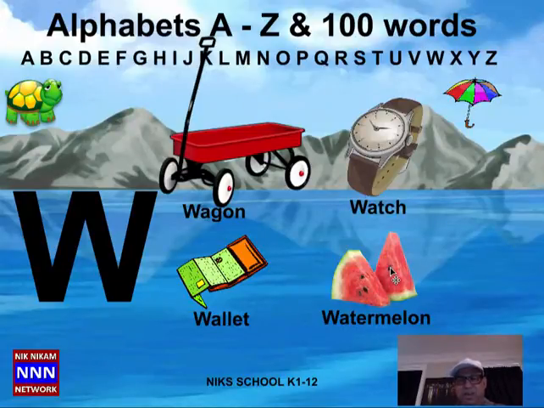Boy, this has been a nice morning. You know, we worked in the yard, collected all the garbage in a wagon. Then when it was time for us to have lunch, when we looked at the watch, we checked to make sure that we had money in our wallet, and we went and bought the watermelon. How about that? Wagon, watch, wallet, watermelon. They all start with the letter W.